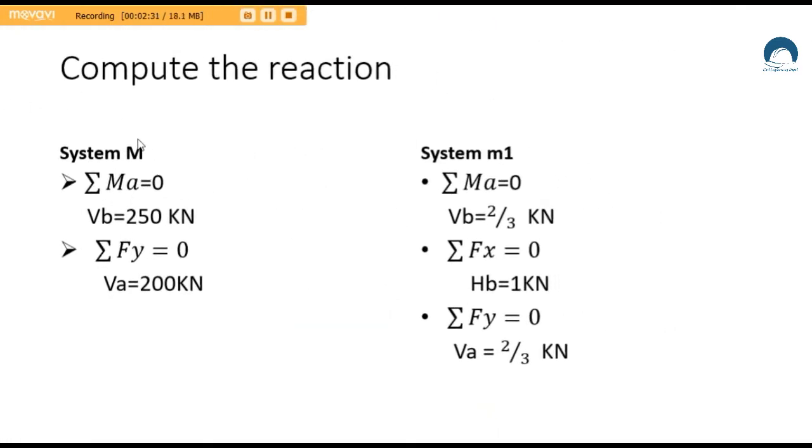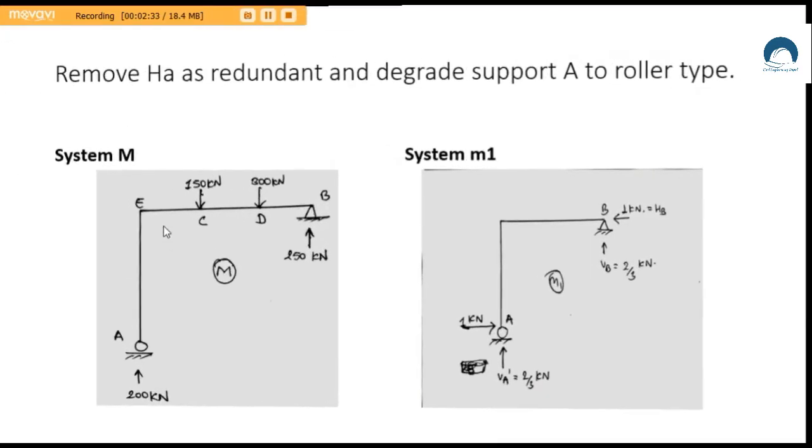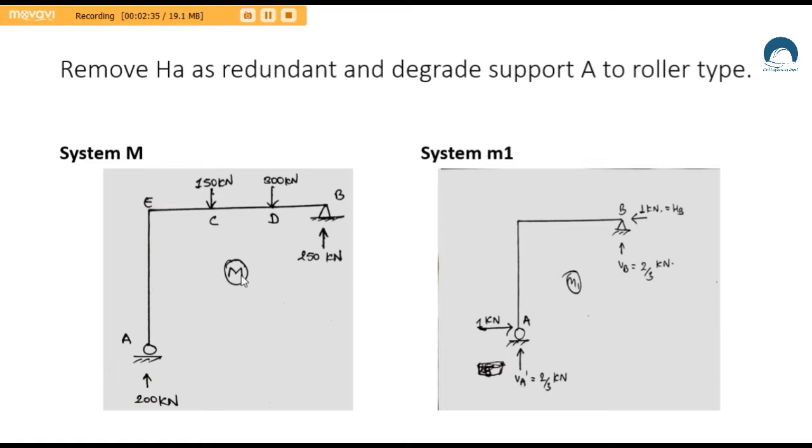For the calculation of reaction for both the systems, that is M and M1, system M is a real system and system M1 is a dummy system. Real system is the system with all the loads, whereas the dummy system is the system without loads, but only a redundant load. Okay.